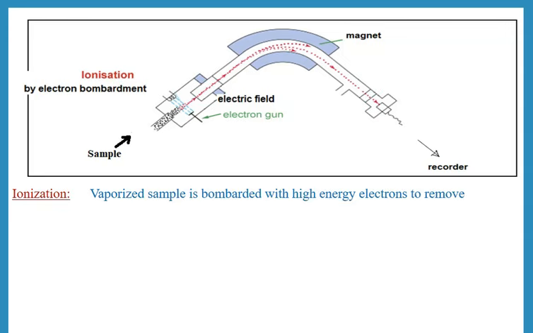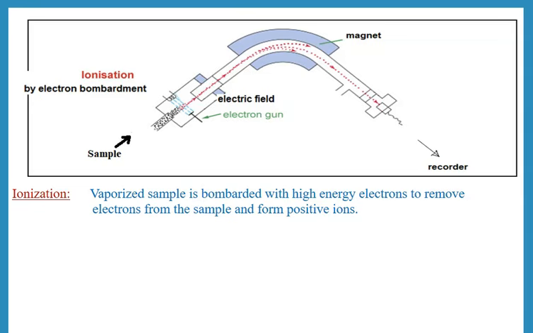So the first thing that happens in the mass spectrometer is that the vaporized sample is bombarded with high energy electrons. This causes ionization of the sample. That means electrons are removed from the atoms in the sample and the atoms are changed into positive ions. This step is called ionization. So that's the first step in mass spectrometry.